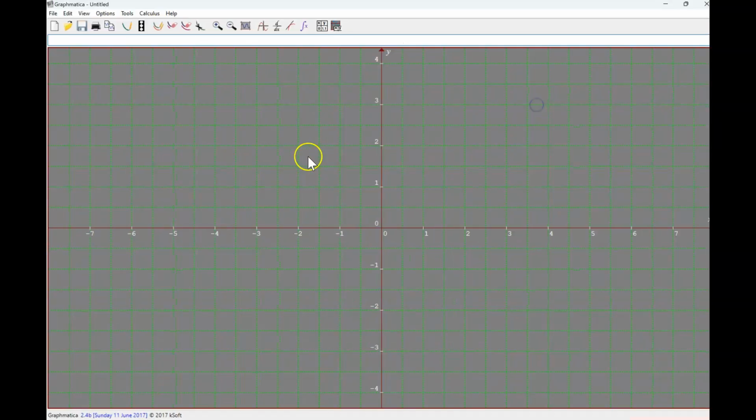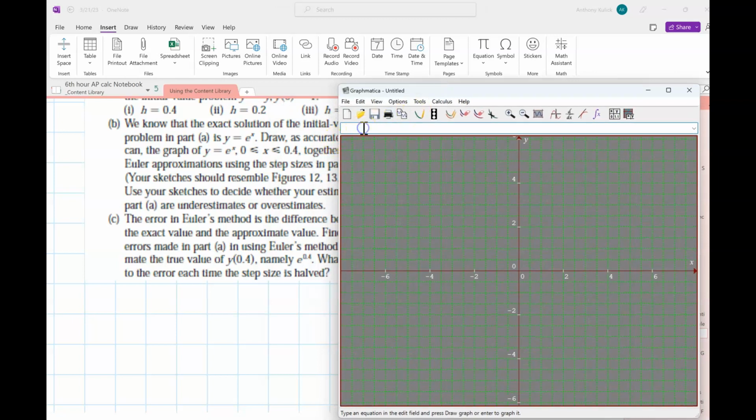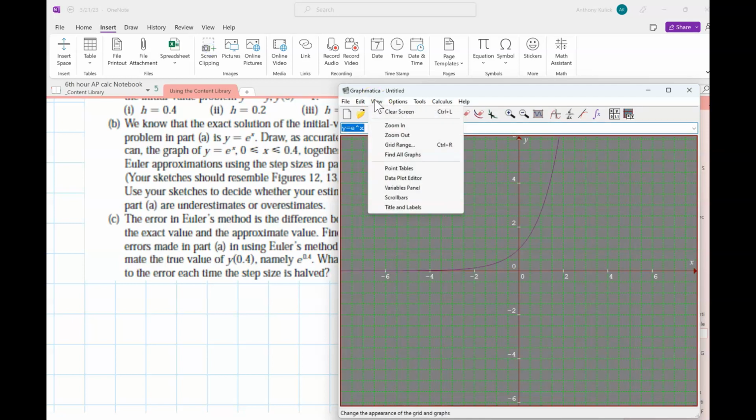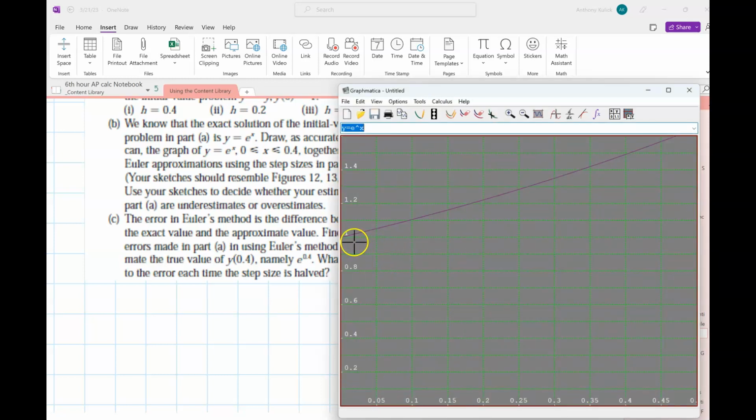So I'm going to just cheap out and use some technology here to make this a little bit easier. So y equals e to the x. And then I want my grid range just going from 0 to, I don't know, we'll do 0.5. And then we'll go from 0 to, I don't know, like 1.6 or something, I think. Should cover everything. So this, purple, is e to the x.